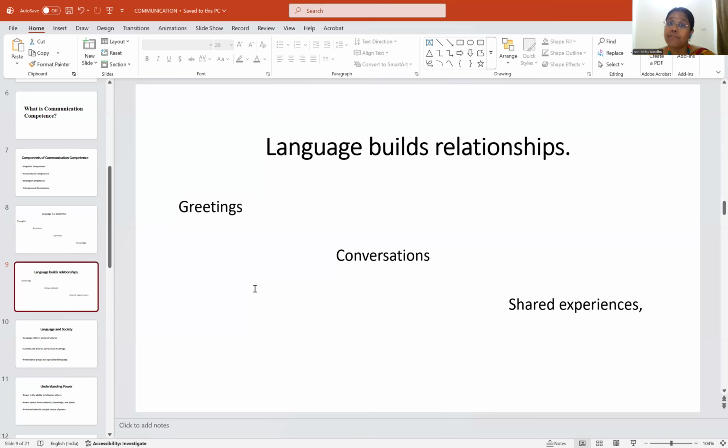Next, language influences behavior. Media messages, advertisements, and political speeches demonstrate how language can shape attitudes and actions.